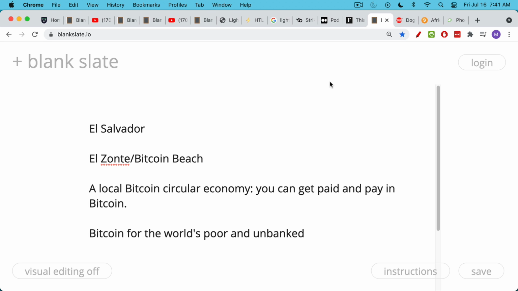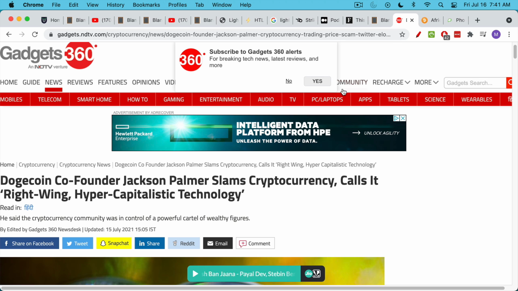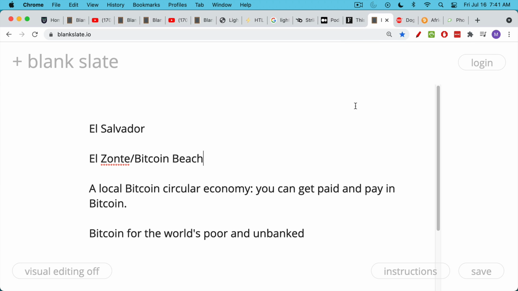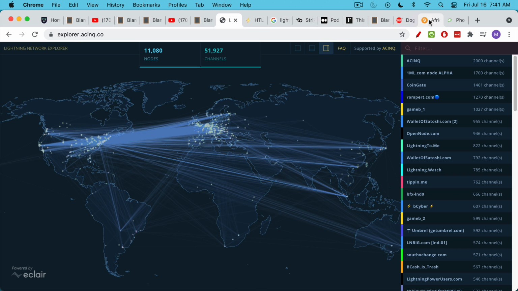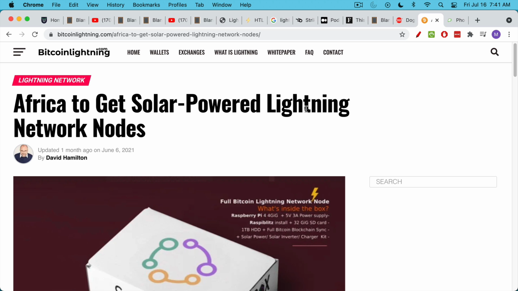And this really gives the lie to people like Jackson Palmer, Dogecoin co-founder, who says that cryptocurrency is a right-wing technology for the rich. It's ironic for him to say this because Bitcoin really is the best chance for the world's poor and for people who don't have access to banking. And we're seeing this happening already in El Zonte, and we can see that it's really going to spread as well. Great article here about how Africa is getting solar-powered Lightning network nodes.